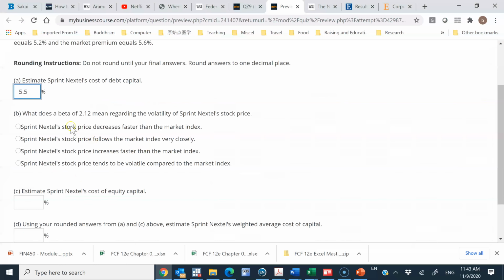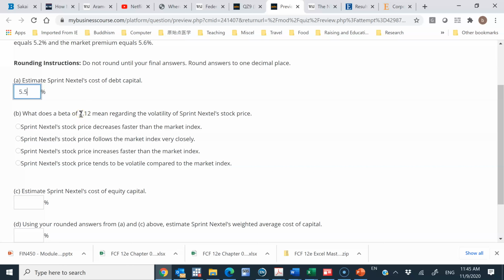Part B, what does a beta of 2.12 mean regarding the volatility of Sprint Nextel's stock price? This question is asking what the meaning of beta is. We know that beta is a measure of systematic risk. Systematic risk means the responsiveness of a stock or asset, in this case a stock, to the movement of the market. For example, if the market moves by 1%, how does the stock move? Does it move by 1%, 2%, 3%, or maybe doesn't move at all? If the sensitivity of the stock's movement to the movement of the market is higher, then the beta is higher. So that's the meaning of beta.